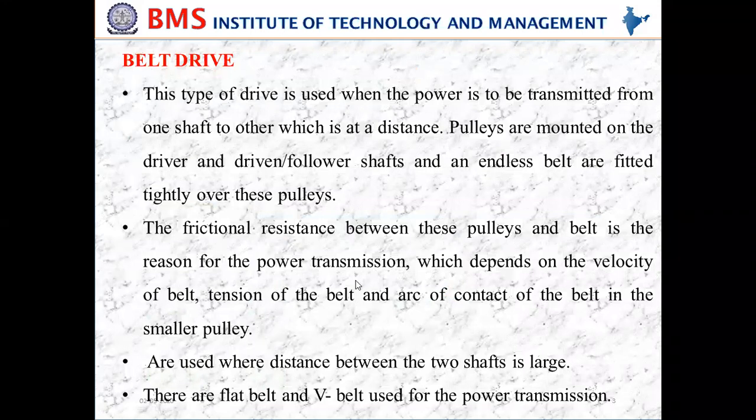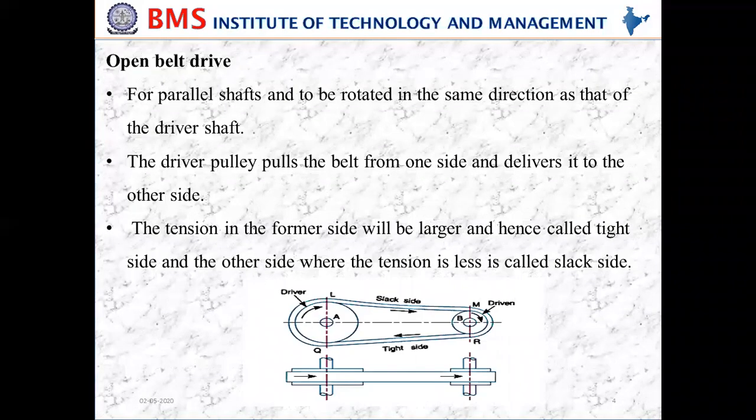So these belt drives are used where the distance between the two shafts is large. When the two shafts are at a larger distance, then we can use the belt drive. In the case of chain drive, intermediate distance. In the case of gear drive, smaller distances. These belt drives are of two types: one is the flat belt drive and the other is the V belt drive. So these are the two belts which are used.